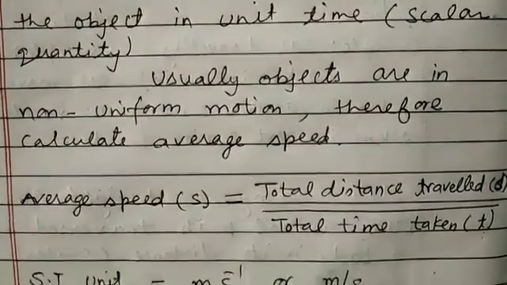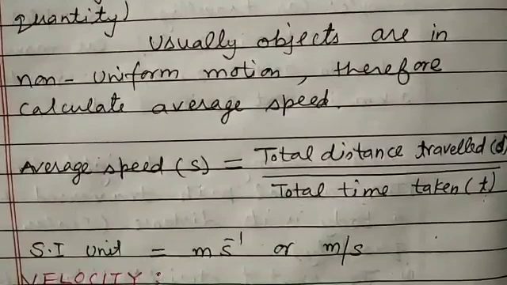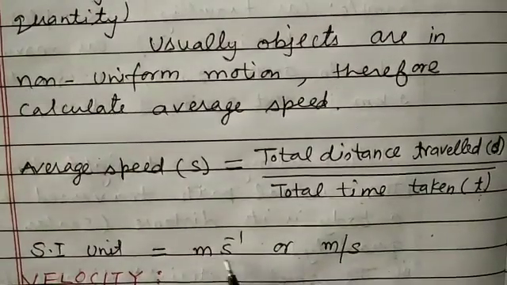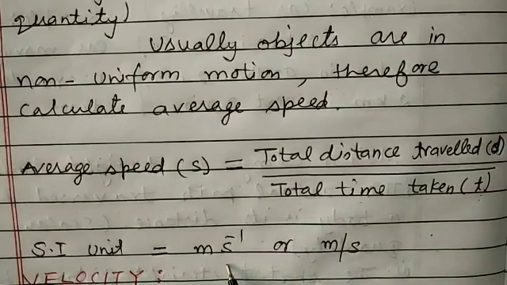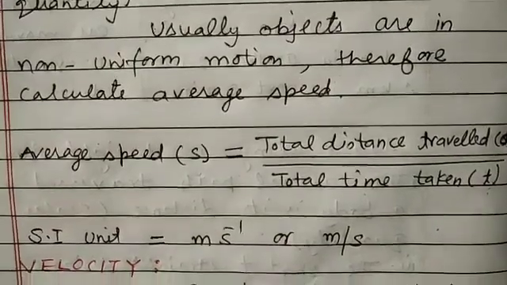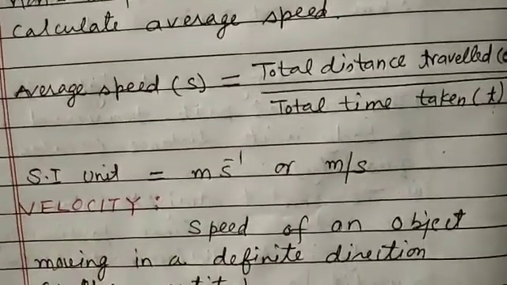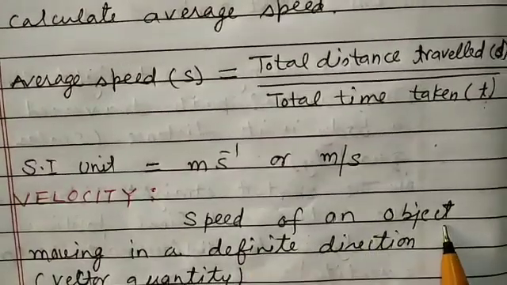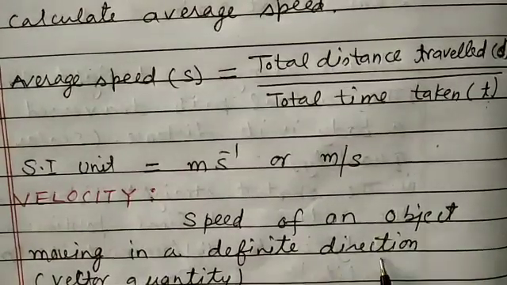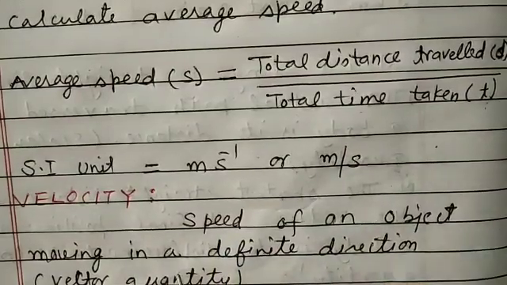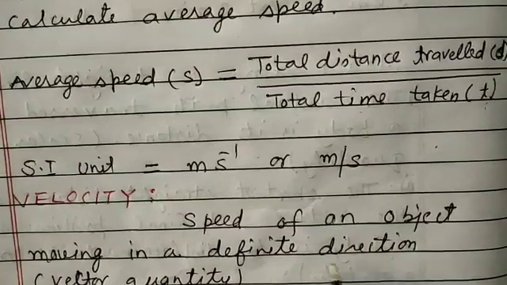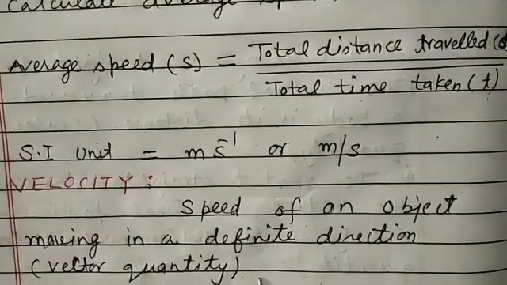One can write the SI unit for average speed. This comes out to be meter per second, or one can write meter second inverse. Next one is velocity. Velocity is the speed of an object moving in a definite direction. Again, this is speed, but here the object is moving in a definite direction, meaning direction is there. That's why it is a vector quantity.